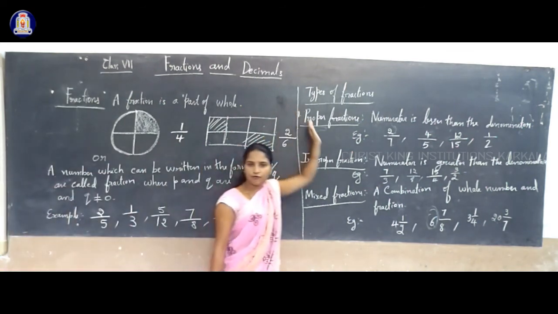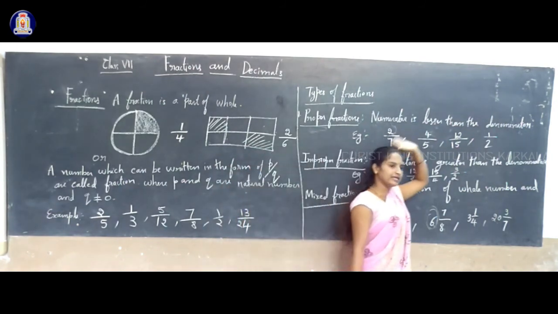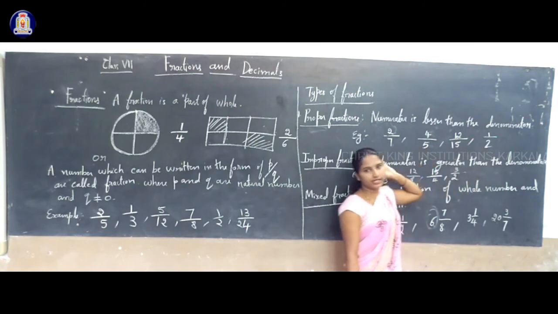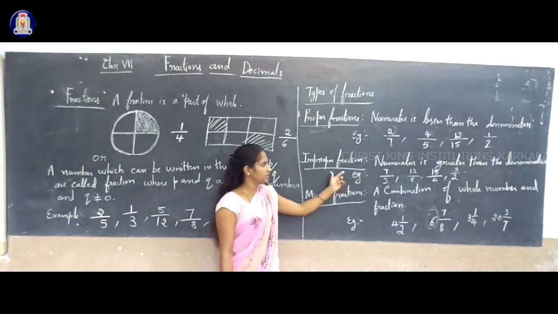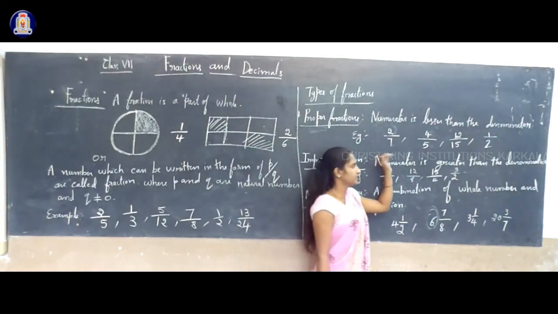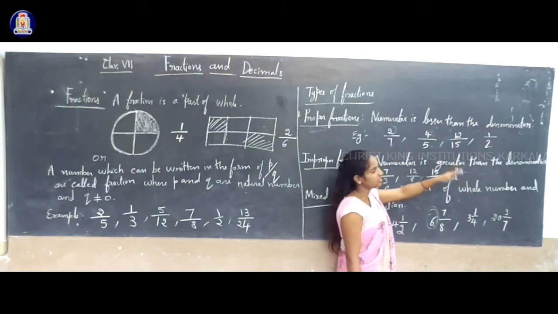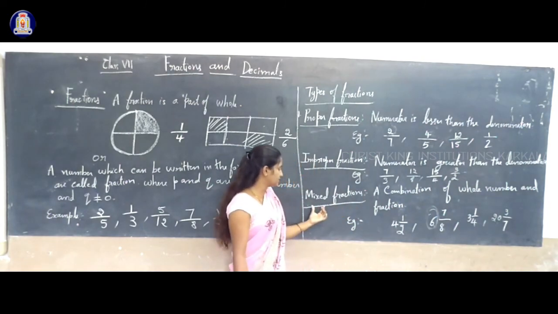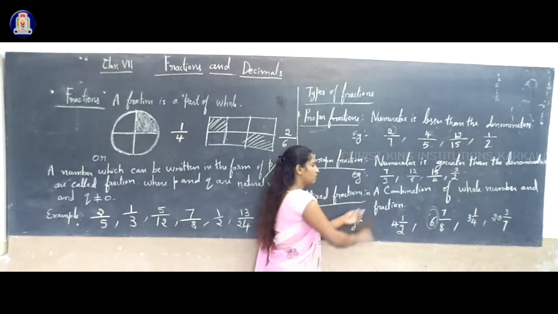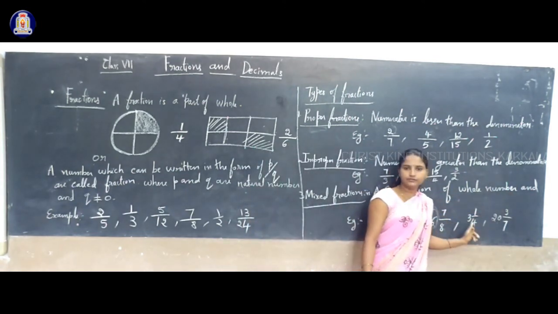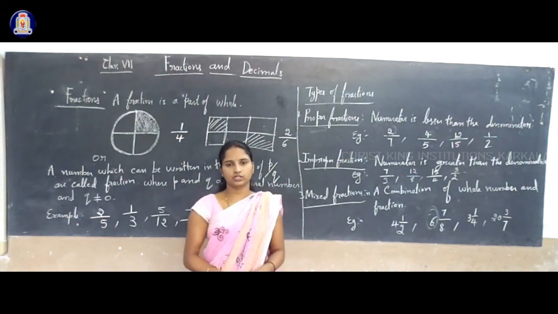Now, the next types of fraction. Proper fraction means the numerator is lesser than the denominator. Next, improper fraction, that is, the numerator is greater than the denominator. Next, the last, third type, that is mixed fraction. A mixed fraction is a combination of a whole number and a fraction. Clear? So this is the introduction of this chapter.